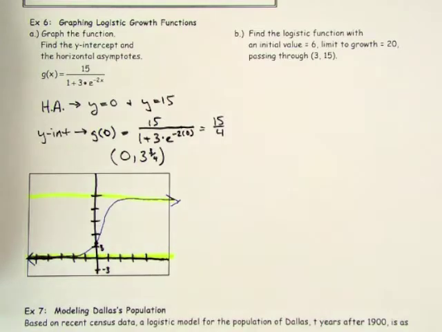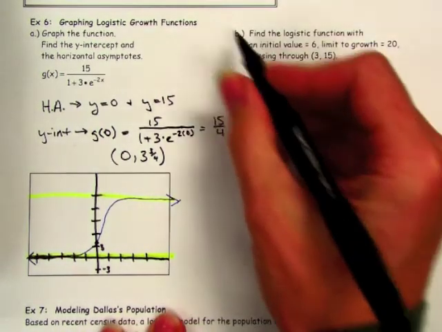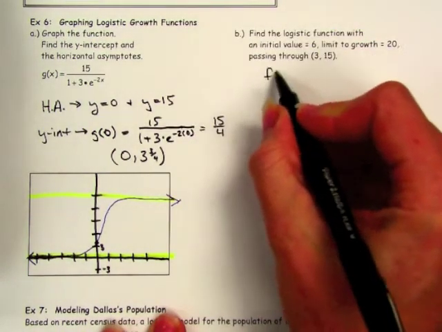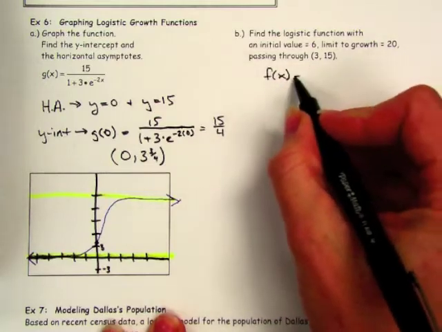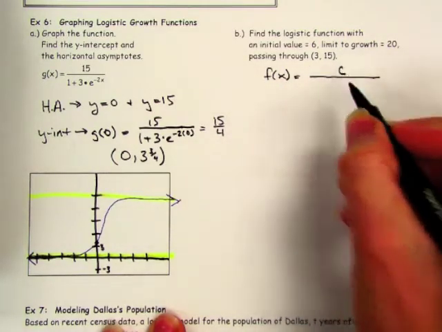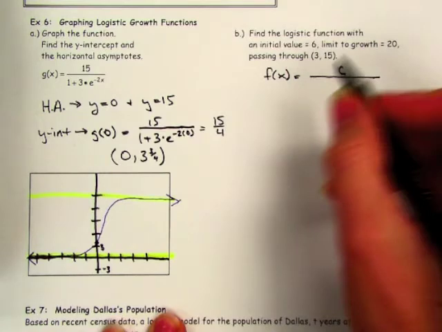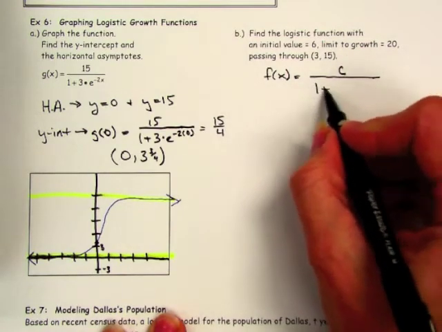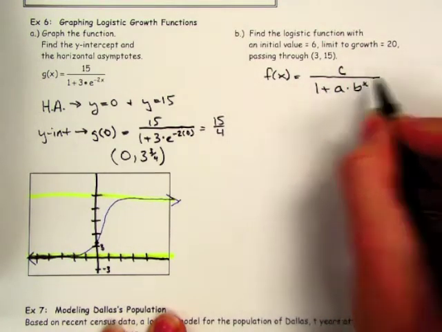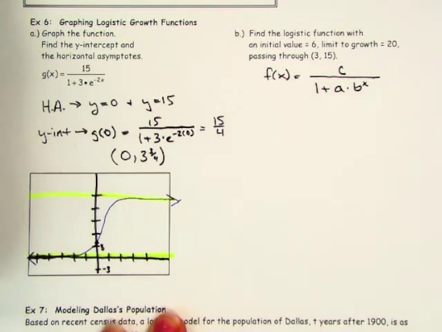So one, we always need to know the basic form. So our basic form is this. f of x equals, in the numerator, that's c value. In the denominator, we're going to go with our most basic form without the e. So 1 plus a times b to the x. That's our basic logistic growth function. We've got to take the information we're given and put that in.